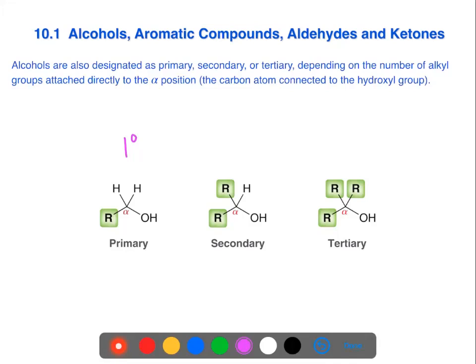Similarly, if there's 2 R groups attached to the alpha carbon, we refer to this as a secondary system. And finally, our tertiary alcohol, there would be 3 alkyl groups attached to that alpha carbon. And so we'll be classifying the reactivity of alcohols based somewhat on whether or not they are primary, secondary, or tertiary. Similar to what we saw for the alkyl halides, that the reactivity of the alkyl halides did depend somewhat on the substrate, whether or not we had a primary, secondary, or tertiary system.